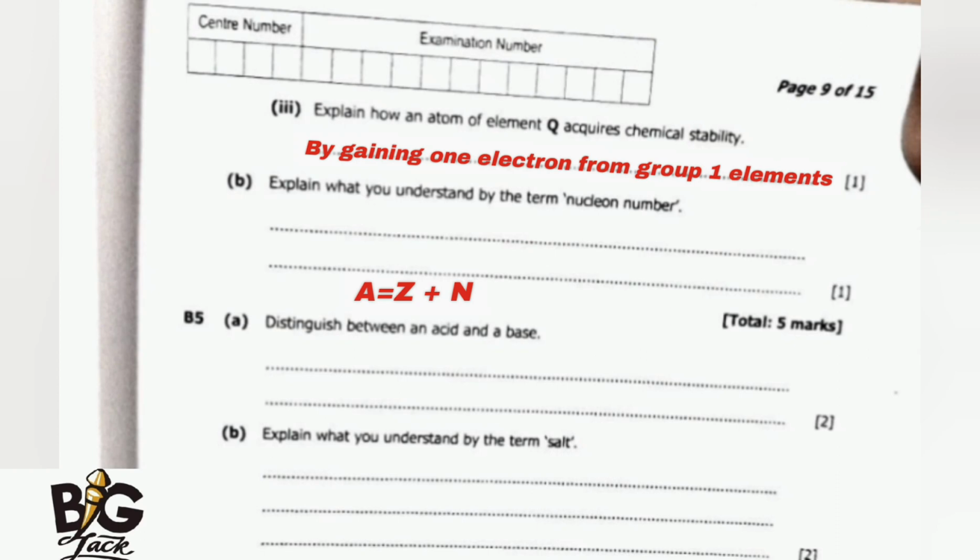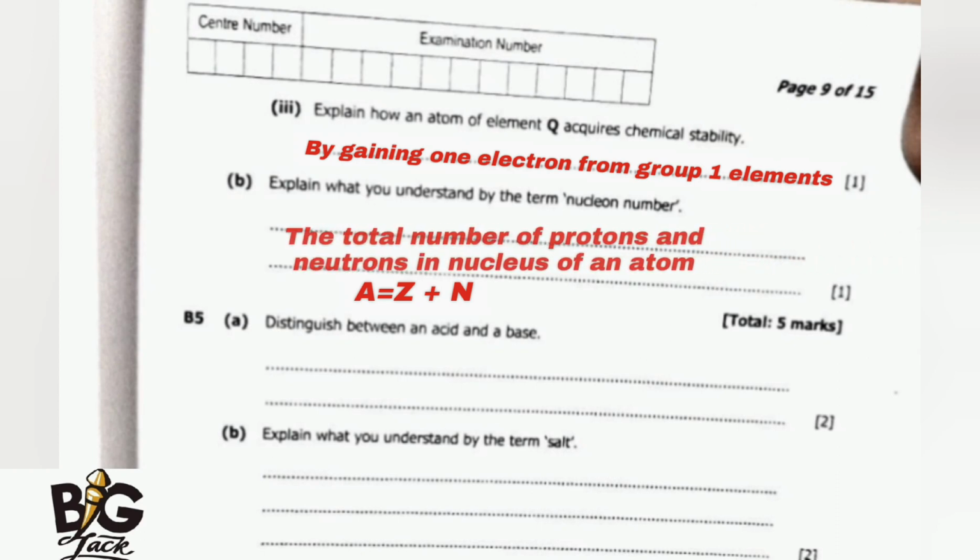So I'm going to define the nucleon number like this. The nucleon number is the total number of protons and neutrons found in the nucleus of an atom. That is for B.